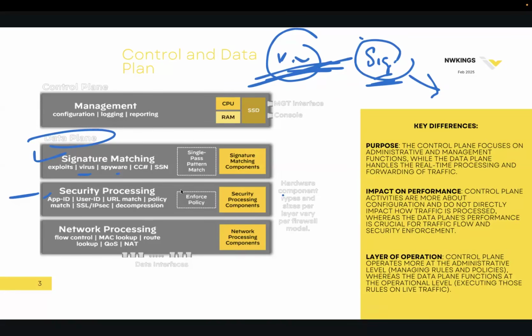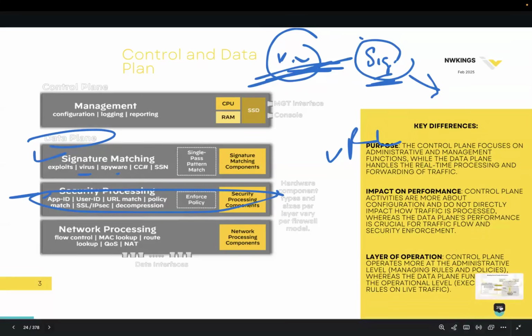Security processing. What is security processing? Like URL filtering. For example, if you are trying to open some gambling website, and a page comes up in your browser: this site is restricted as per your company norm. You see that in your company, right? If you want to open Facebook, Instagram in your company, it is blocked. How is this being blocked? It is being blocked by URL filtering. This we call security processing. That is one example. It is also being done in the data plane.